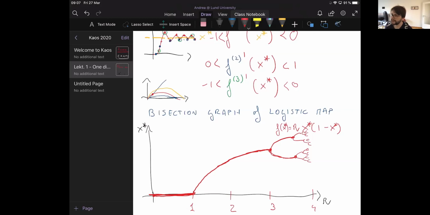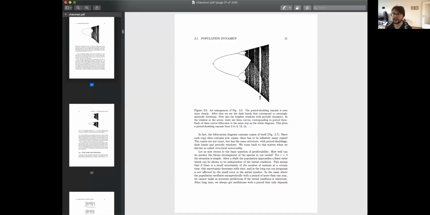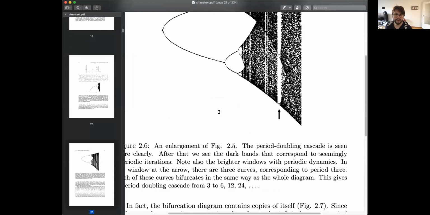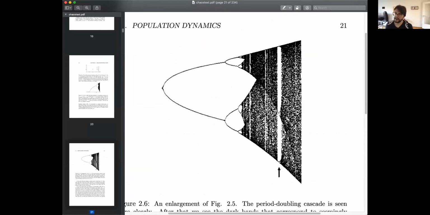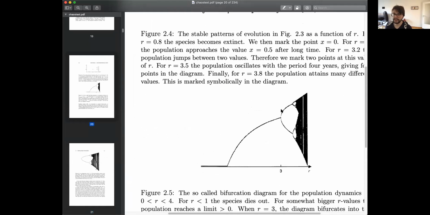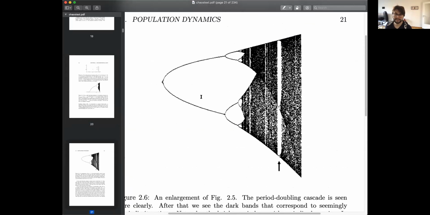A more proper representation of this graph is this. This is an enlargement of only the bifurcation part. I will find one at higher resolution during the break, but this is the idea. The first part of the graph goes as we did before, and then at 3, you start having these bifurcations that are more and more frequent. And if you zoom between 3 and 4, you will have something like this.